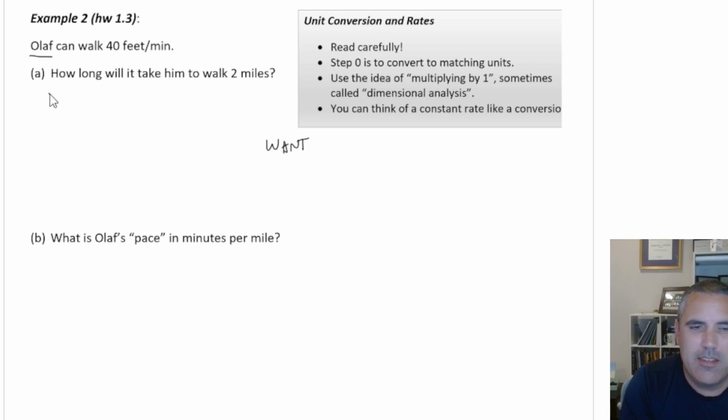What am I given? And I don't think of this method, whatever method I'm giving you for problem solving, as rigid. I'm not saying you have to do this. I'm giving you cues that can help you when you're stuck. How long? I want the time. Doesn't say what units, so let's say we want minutes. What am I given? 2 miles.